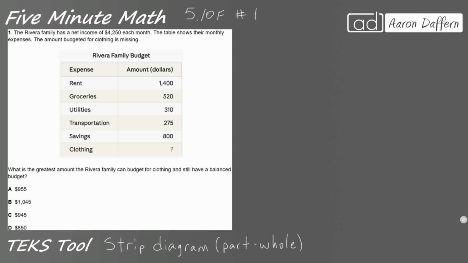Today we are looking at the TEKS tool strip diagram. We are working with part-whole relationships with a problem related to TEKS 5.10f. We will solve it in 5 minutes or less.